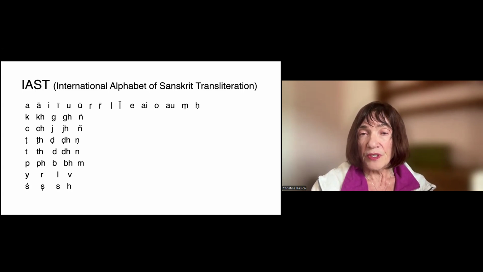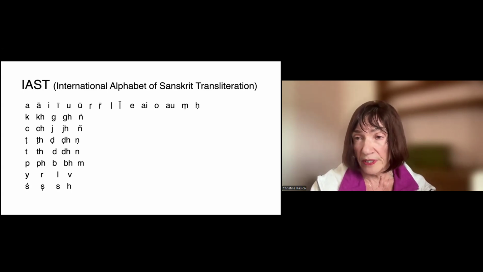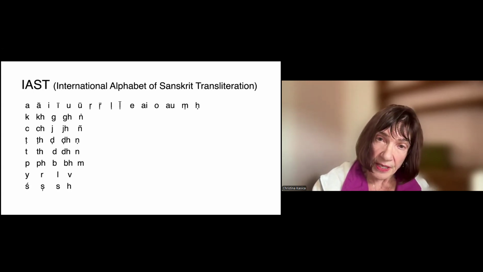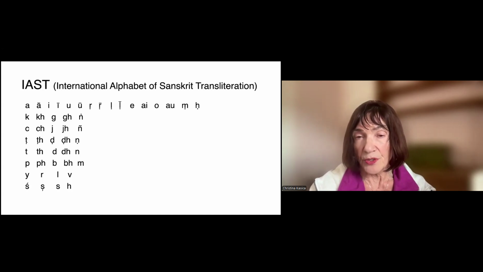Now notice that most of the letters are quite intuitive, except for a handful that have some kind of a mark on them. And these are called diacritical marks. And what they do is they signal one of the Devanagari letters in the Sanskrit alphabet that has no Roman equivalent. So we need to find a special way of identifying it when we write it in Roman characters.